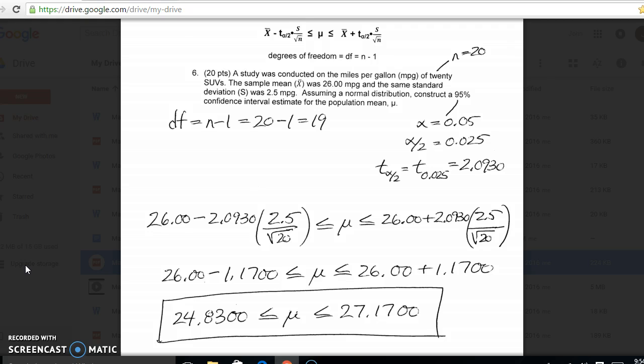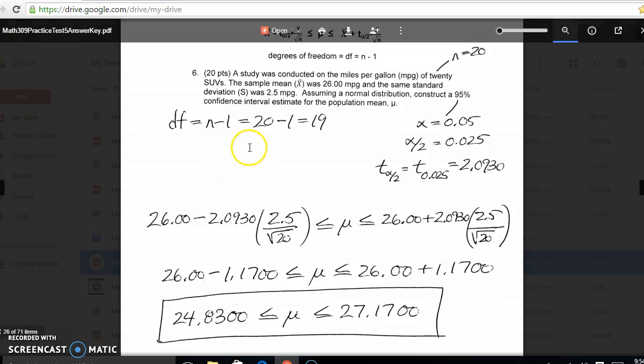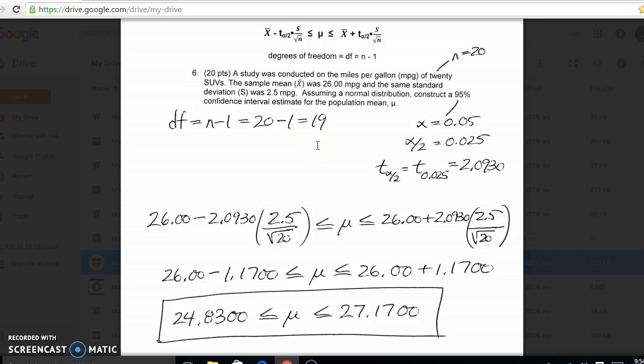The first thing you need to do is to find your t-value from the t-table that was handed out in class. You need to find the degrees of freedom, and the formula is n minus 1. N is 20, so 20 minus 1 is 19. You have 19 degrees of freedom.